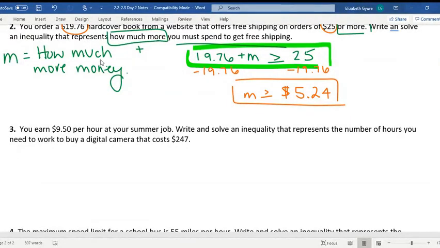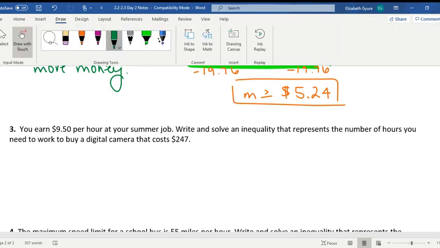All right, number 3. You earn $9.50 per hour at your summer job. Write and solve an inequality that represents the number of hours you need to work to buy a digital camera that costs $247. So I'm making this much amount of money. I've got to find out how much I need to work to buy my camera. So, yeah, per is definitely one of the action words.